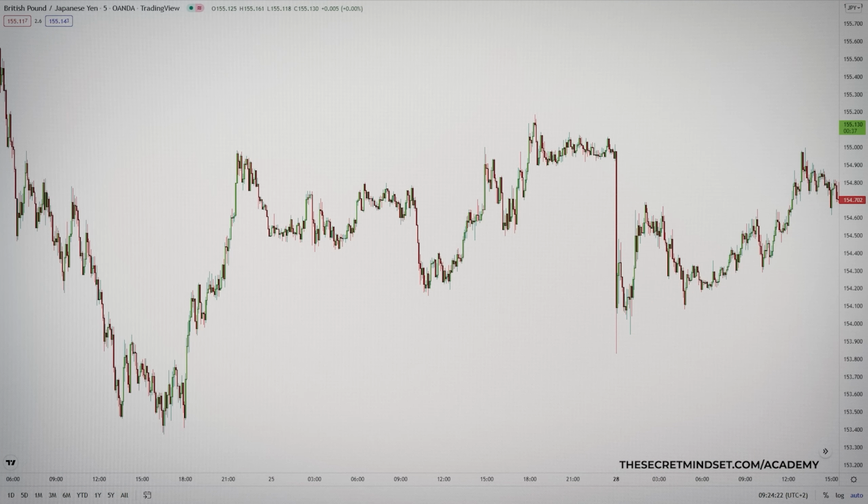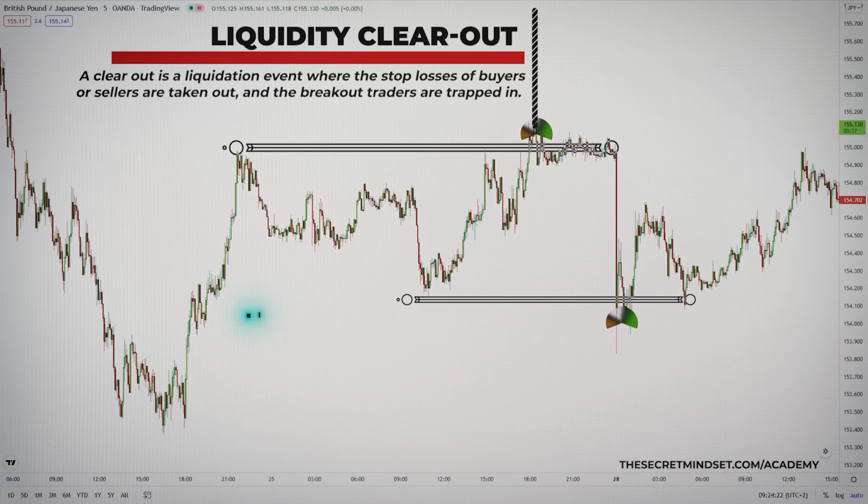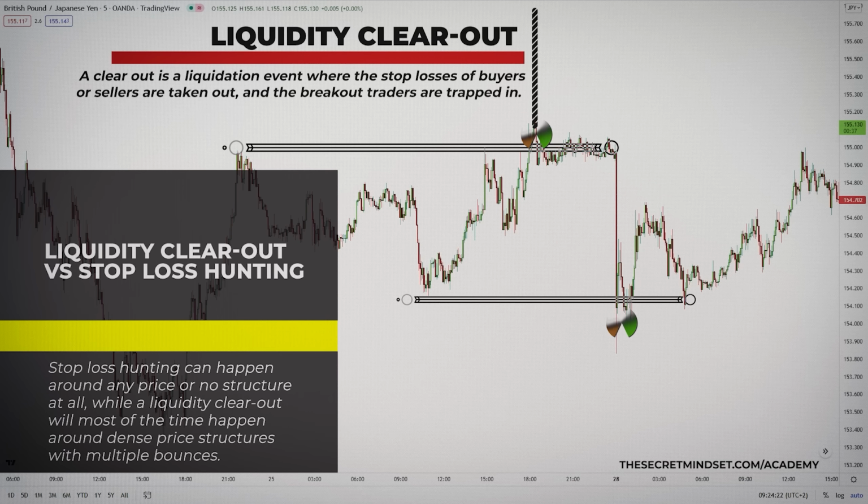Now, a clearout is a liquidation event where the stop losses of buyers or sellers are taken out and the breakout traders are trapped in. Liquidity clearout and stop loss hunting are similar concepts. Stop loss hunting can happen around any price or no structure at all, while a liquidity clearout will most of the time happen around dense price structures with multiple bounces.